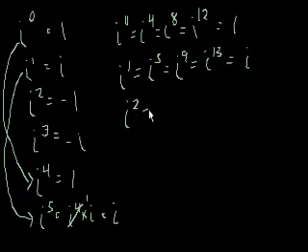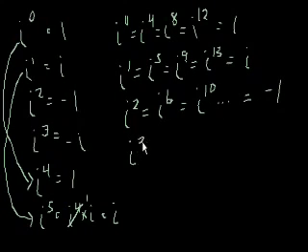i squared is equal to i to the 6th, is equal to i to the 10th, and so on. And that equals negative 1. And finally, i to the third is equal to i to the 7th, which equals i to the 11th, and so on, equals negative i.